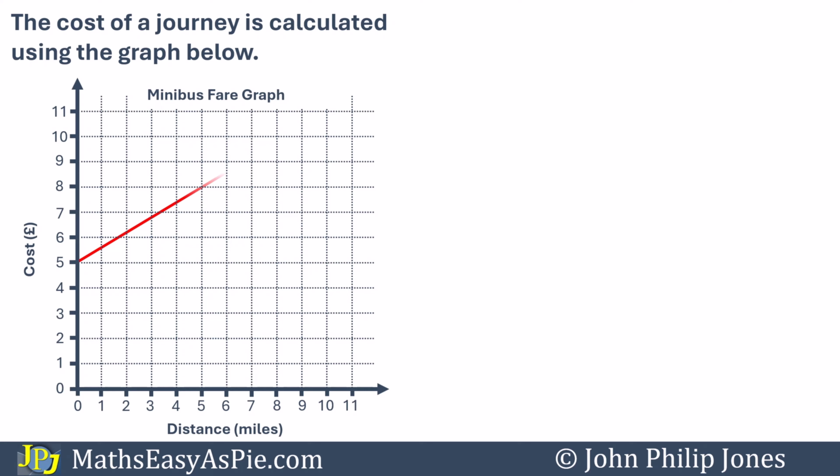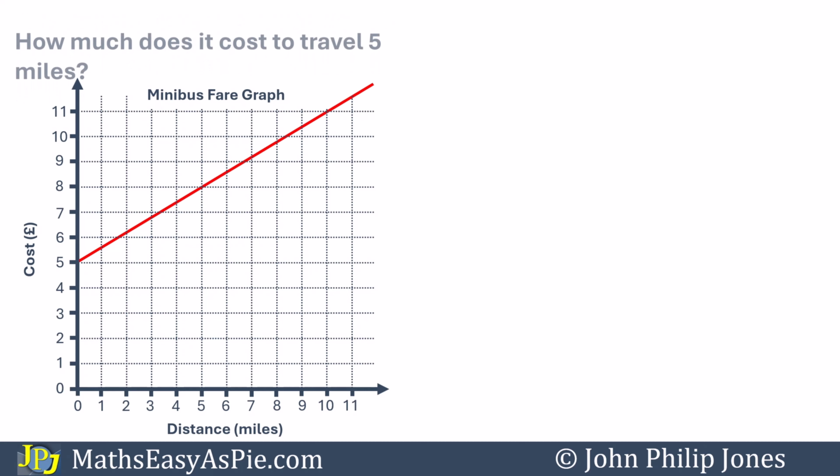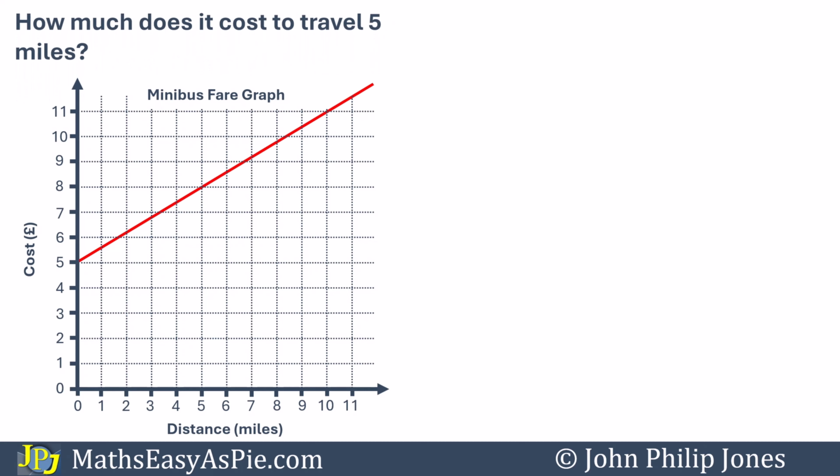Well, we can see that the cost of a journey is calculated using the graph below, and we are asked, how much does it cost to travel 5 miles? As you look at the graph, you can see the x-axis has marked off the distance in miles, and we are interested in the 5 miles point. And you can see bouncing into position is a circle highlighting that 5.